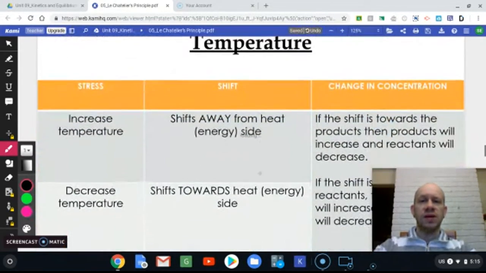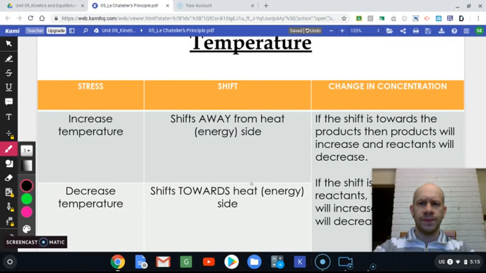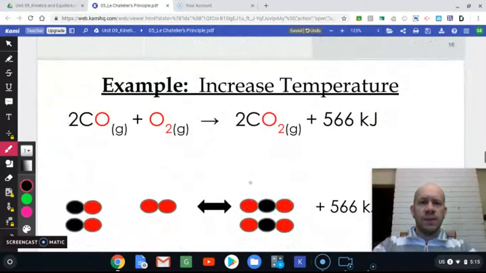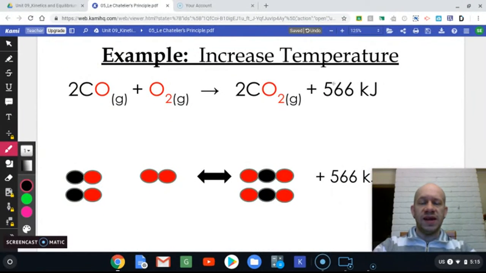Now in temperature, here's a summary of temperature. I'm not going to read through this. You should take a minute and read through it in your notes. And an example, when I'm talking about temperature, now my heat is important.